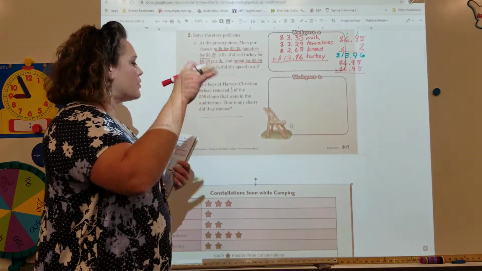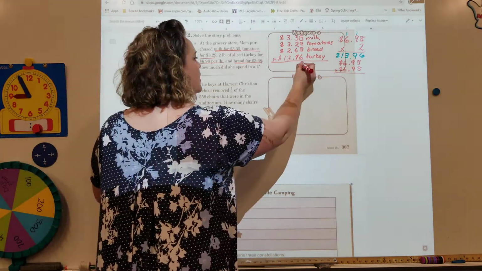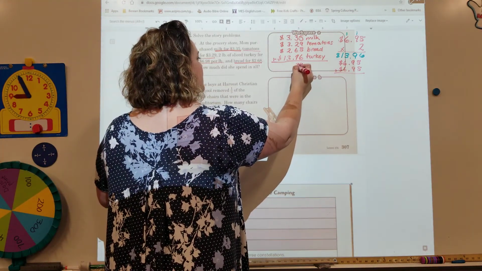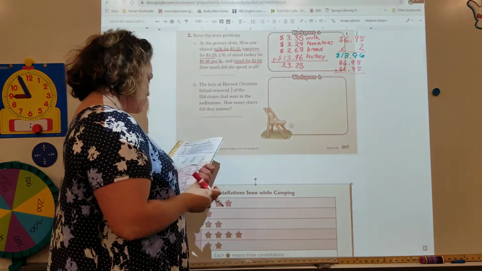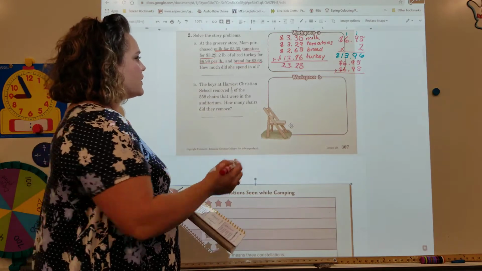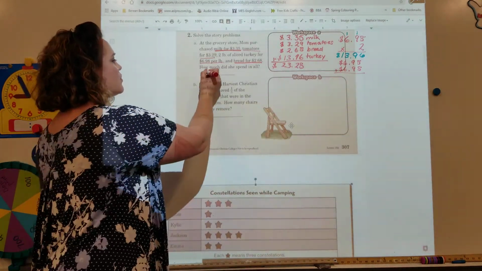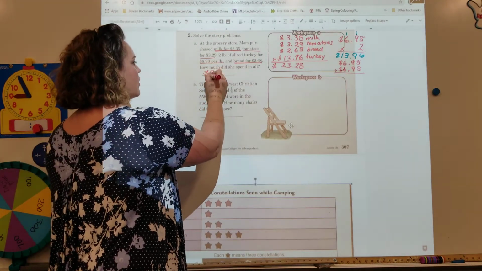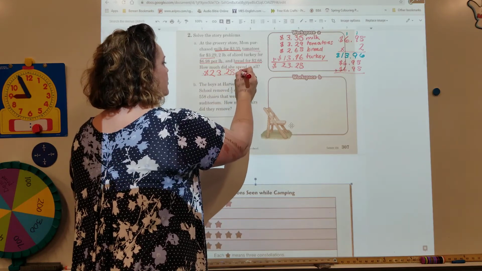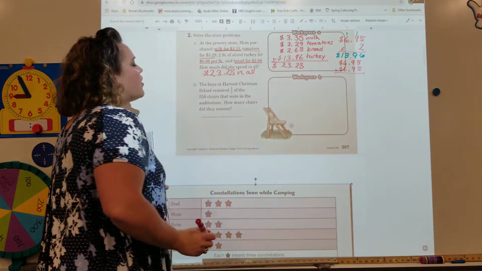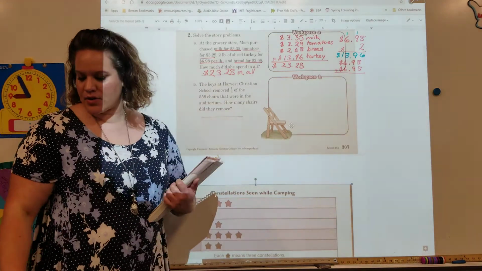$13.96. Now we're ready to total those up. And when you go through and total those up, you're going to have $23.28. So we'll bring it over and put that in our answer line. And if you would like, you can add the words in all. $23.28 in all.